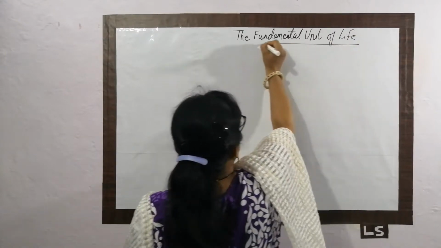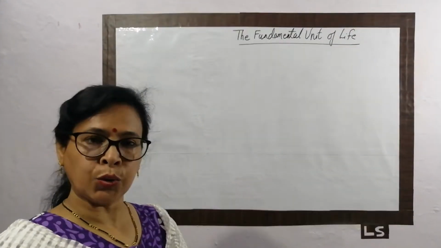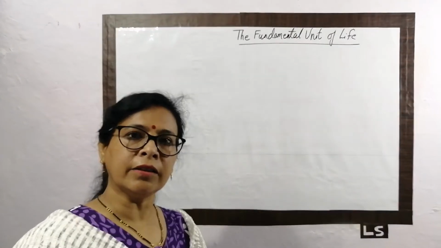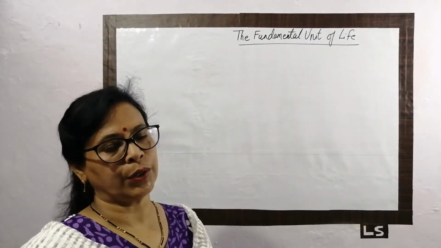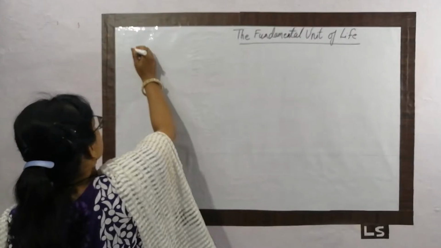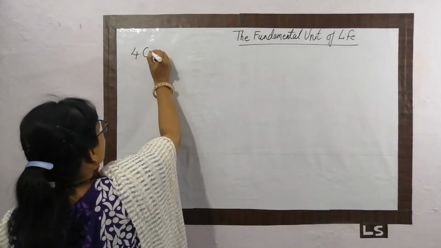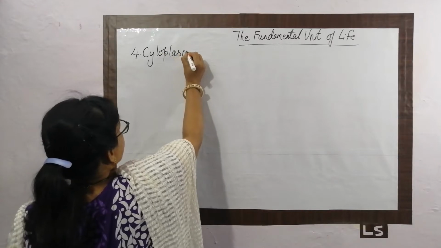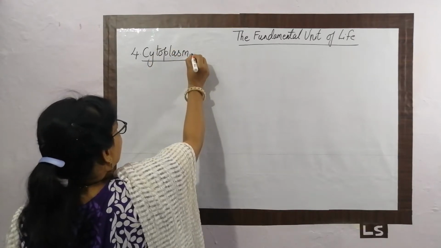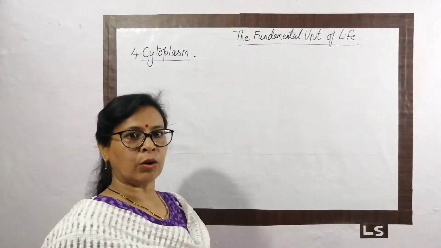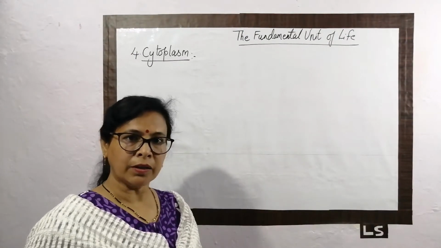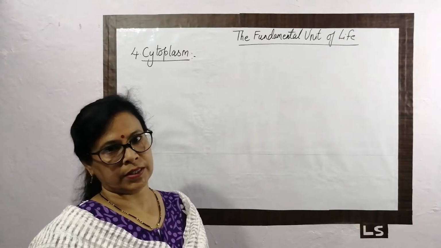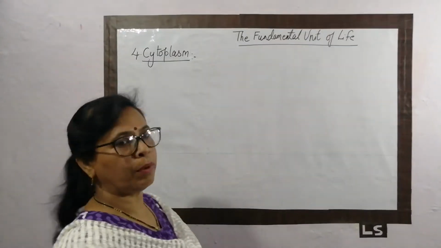Today, we are going to discuss two topics. One is the cytoplasm and another one is the endoplasmic reticulum. Now first, that is the cell organelle number 4, cytoplasm. Previously, we already completed the cell organelle number 1, plasma membrane, then cell wall, and third is the nucleus. Now, next is the cytoplasm.